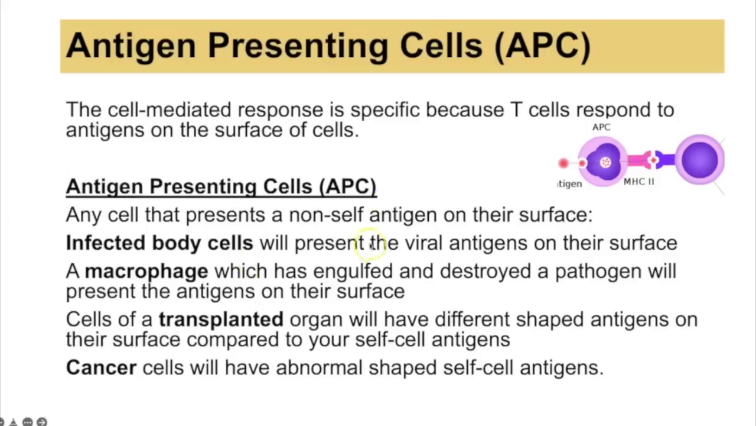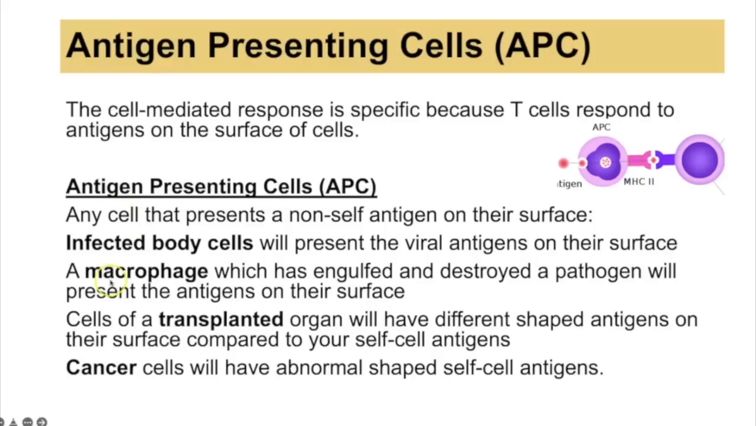Infected body cells will present the viral antigens on their surface if they are infected. A macrophage, which has engulfed and destroyed a pathogen, will also present the antigens on their surface. Cells of a transplanted organ will have different shaped antigens on their surface compared to your own self cells. And cancer cells will have abnormal shaped self antigens as well. So all of these are presenting antigens on the cells, so they are antigen-presenting cells and can therefore trigger an immune response.